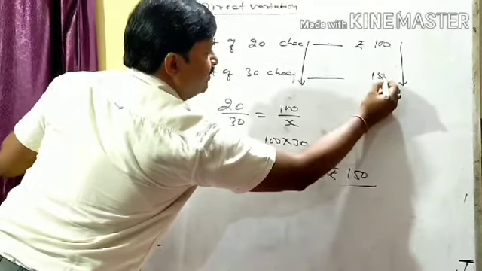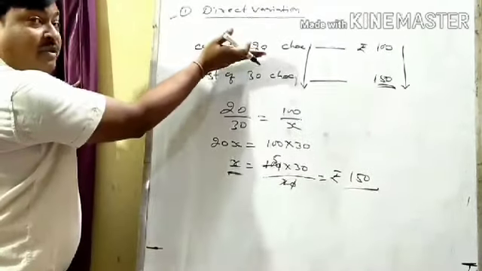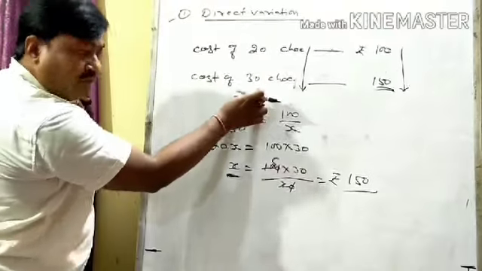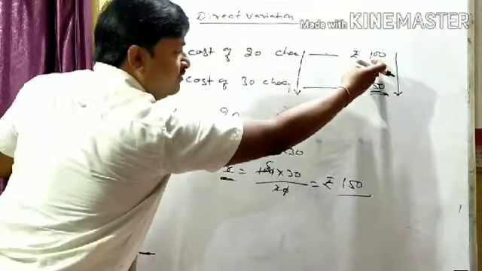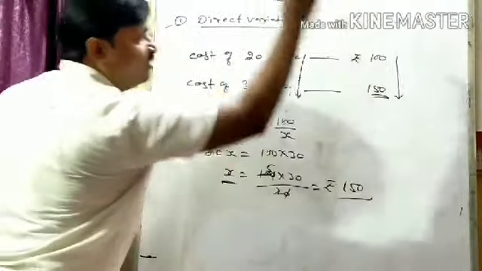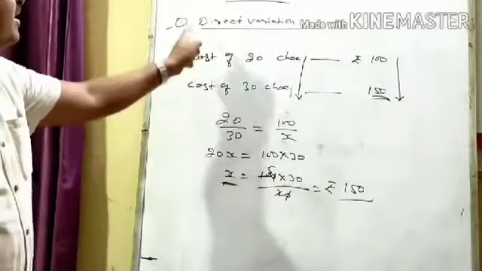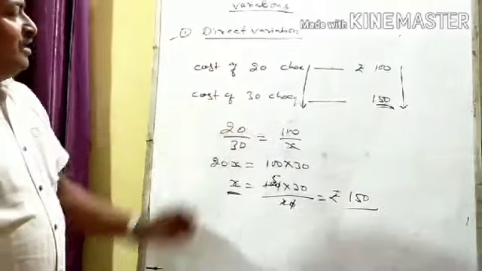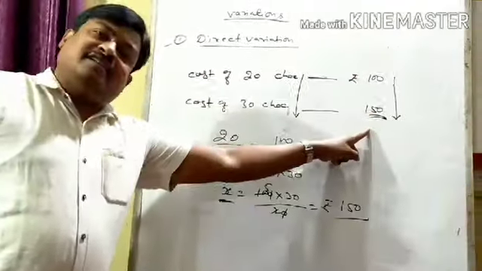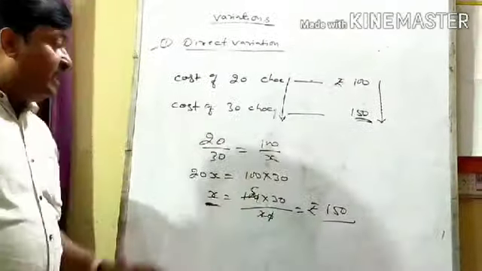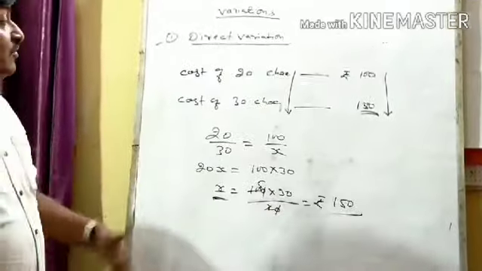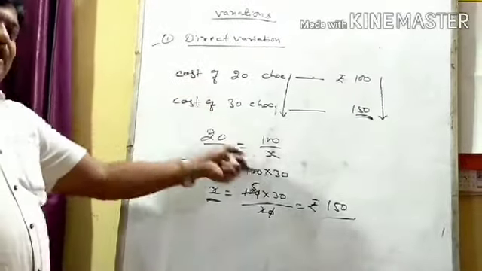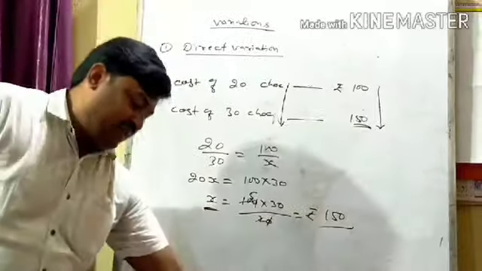See, the number of chocolate is increasing from 20 to 30. Therefore, their cost will also increase from 100 to 150. This is the example of direct variation. Means an increase in one quantity will also cause an increase in the other quantity. Okay? In the same way, a decrease in one quantity also causes a decrease in the other quantity.